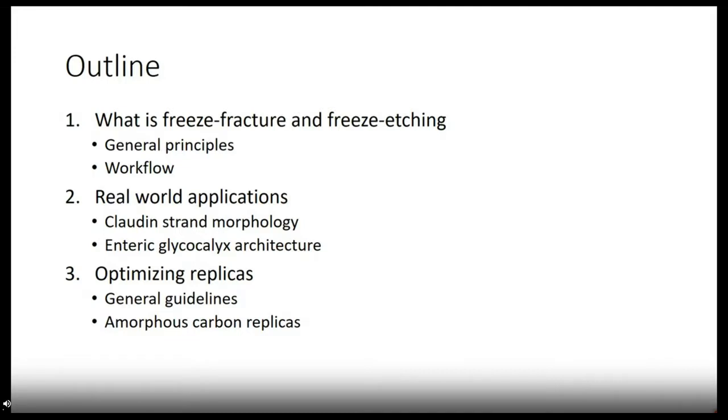Second part will have some real-world applications of studies that I've done that have used either freeze fracture or freeze etch. These are cloud and strand morphology, so looking at tight junction strands by freeze fracture, and the enteric glycocalyx architecture, which we use extensive freeze etching for. And then the third part will concern optimizing the replica images themselves. So there'll be some general guidelines on how to produce very high-quality replicas. And the second part will concern an optimization technique that I developed to improve the biological fidelity of replicas themselves.